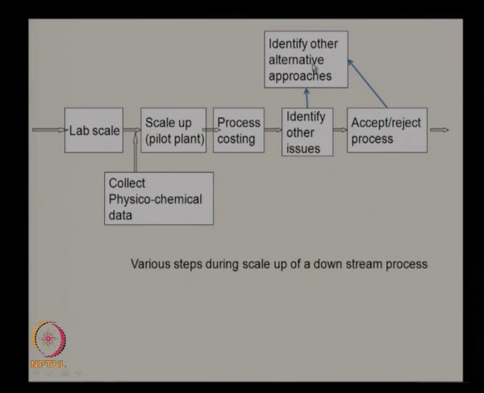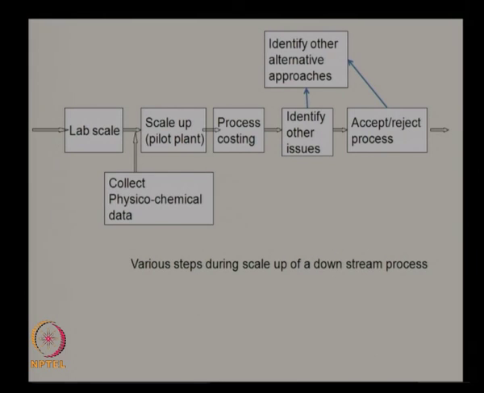So if you are not very happy with that, you may think about alternative approaches, that means how can I perform this aspect using some other technique, some other downstream purification techniques. That is the time you say should I accept or reject. If I accept, I may go further, do further scale up, go to the manufacturing plant and do it on a very large scale. But if I decide to reject, what do I do? I then think about some other operation.